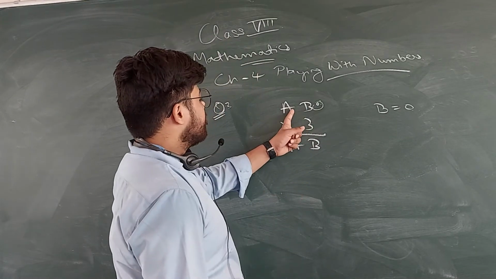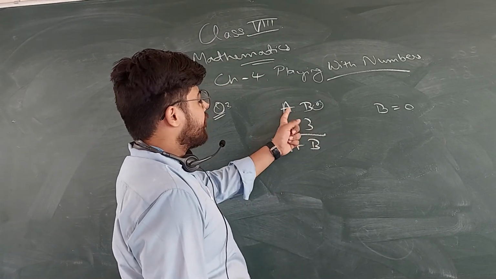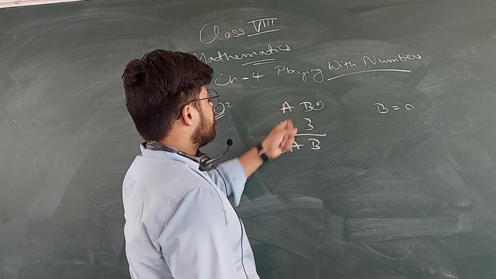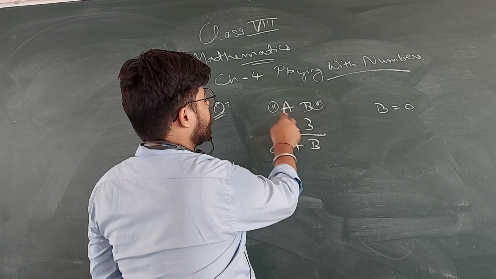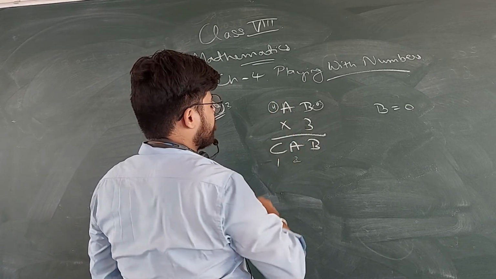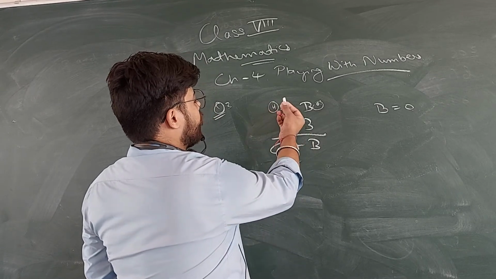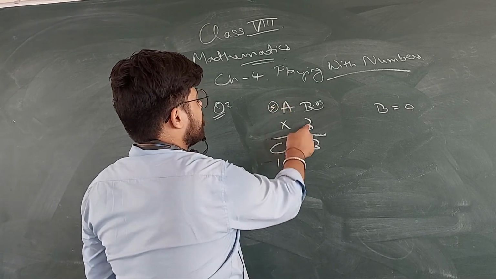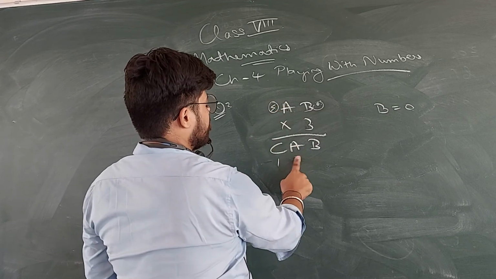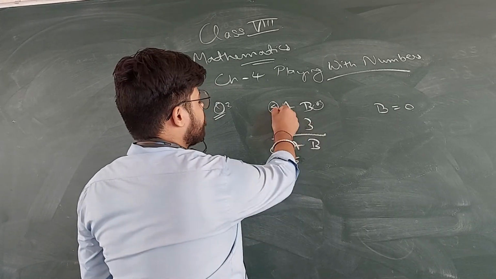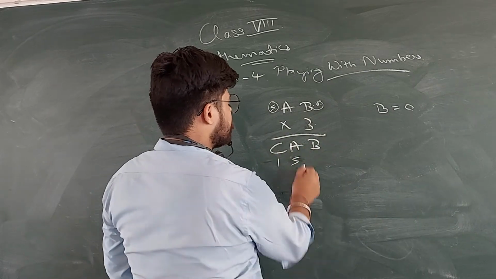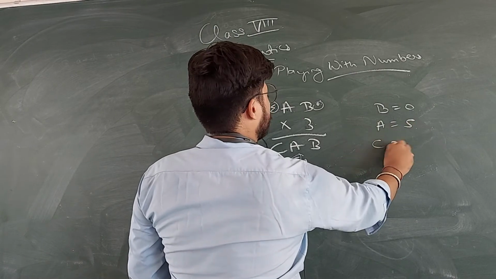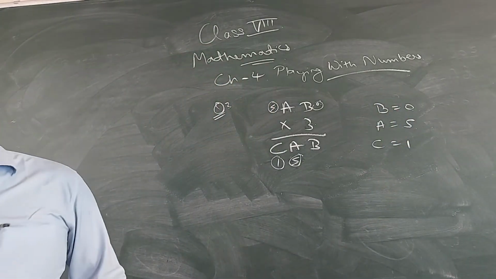3 ones are 3, answer 3 only. 3 3s are 9. No, 3 4s are 12. Then here 2 and 1 came. But I want the same number. Whatever value A is here, here also the same. If I go for the 5, 3 5s are 15, then here 5 only. So A value 5, C value 1. Same value is coming, look at that. So A value is 5 and C value is 1. A little bit tough question, this one.